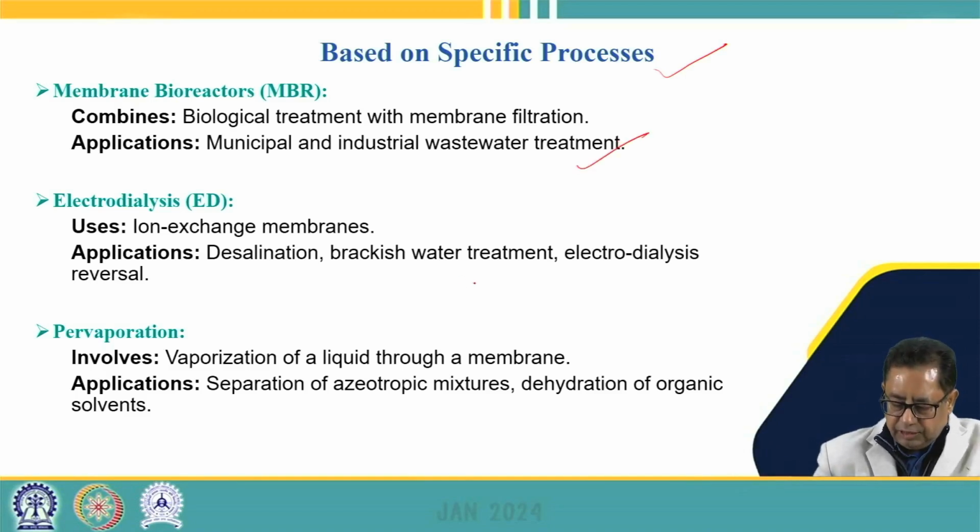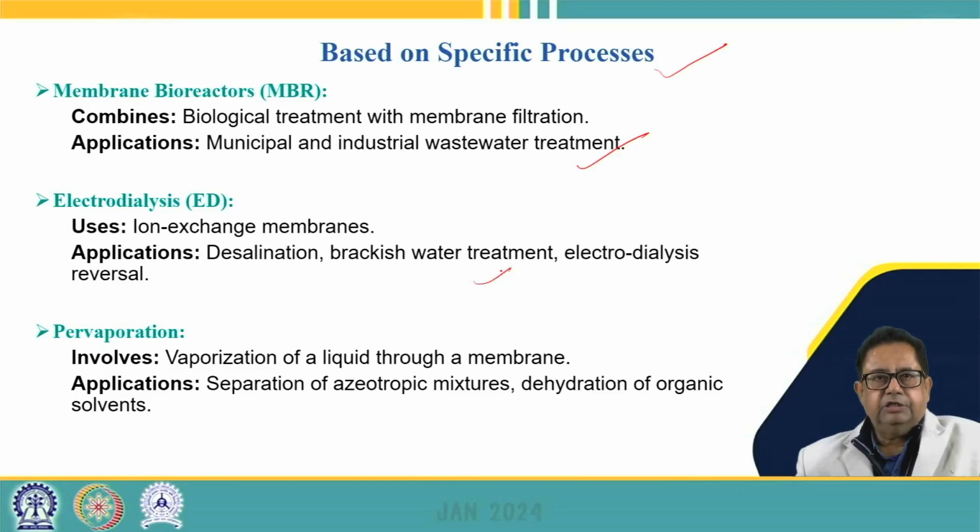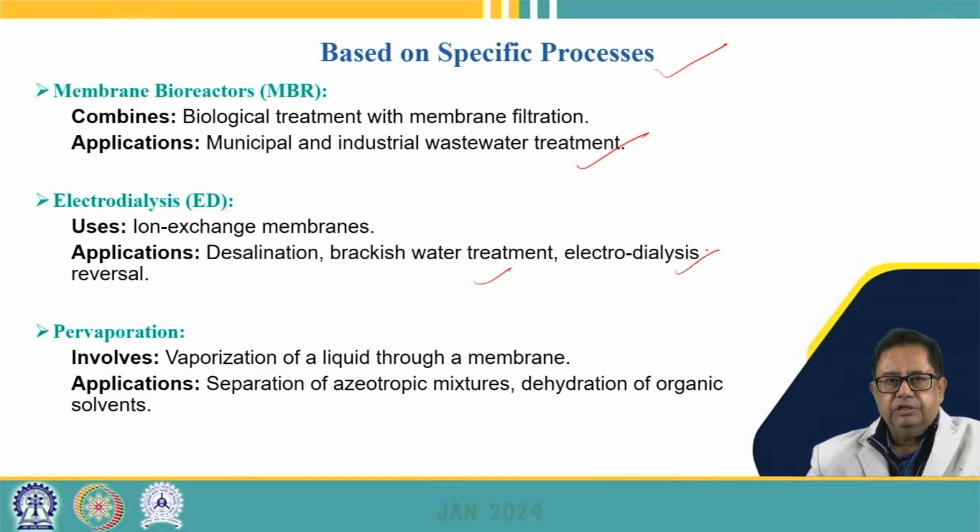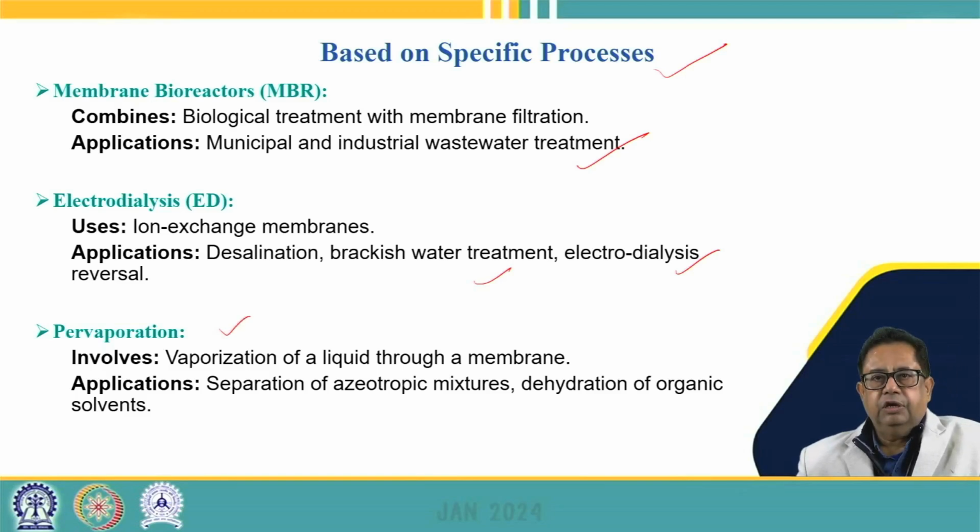Similarly, we can have the electrodialysis process where the ion exchange membranes can be used, and these types of processes may be used for desalination, for the treatment of water which is laden with a very high concentration of salts, and similarly it can also be used for electrodialysis reversal. Similarly, we can also use pervaporation, where the vaporization of a liquid through the membrane can be utilized for the separation of azeotropic mixtures or the dehydration of organic solvents.